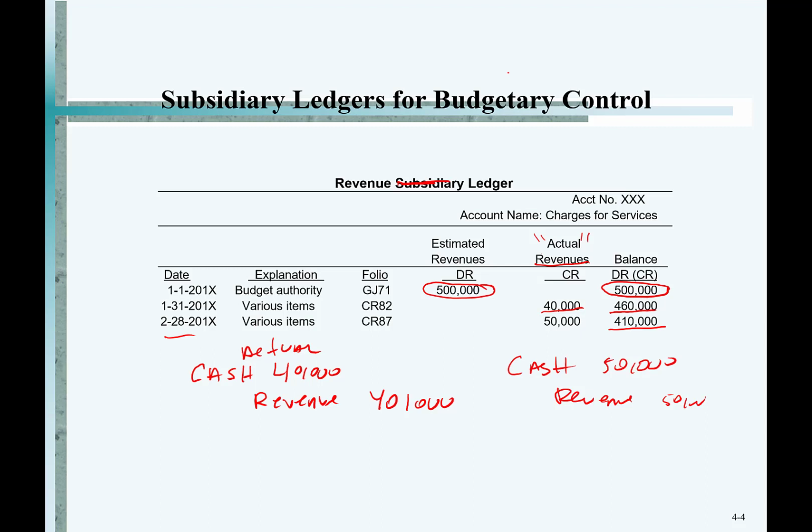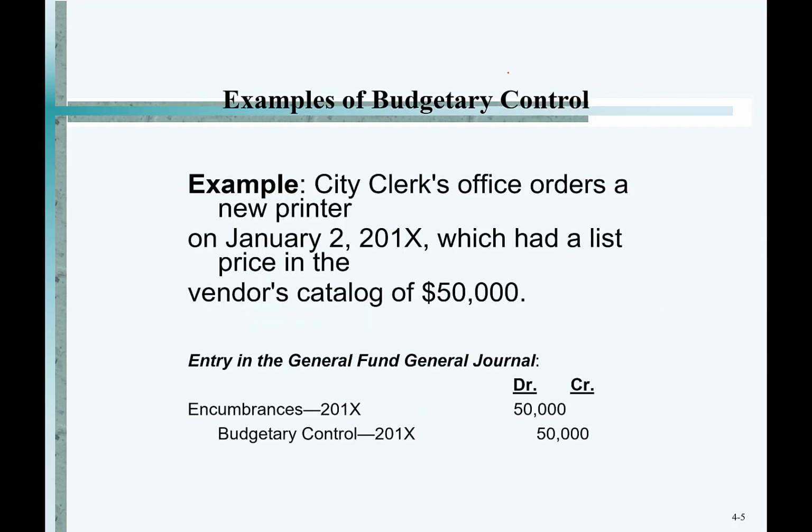Question? Okay, good. Now you come over and let's look at how that works for our appropriations and our expenditures. Under budgetary accounting, anytime you order a good, you have to make an entry that records that that budget authority has been encumbered.